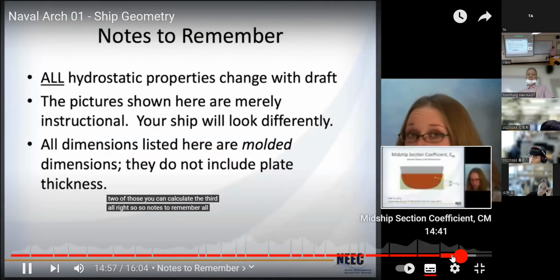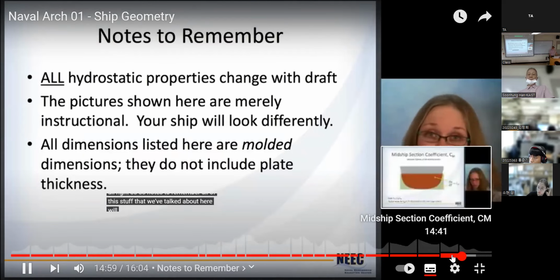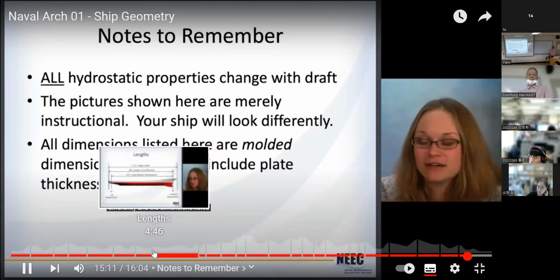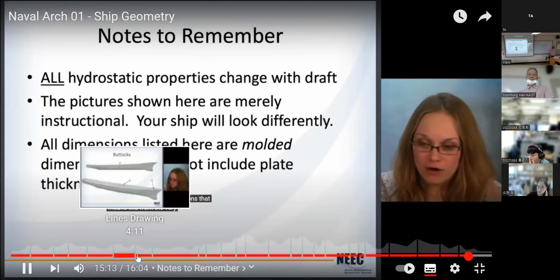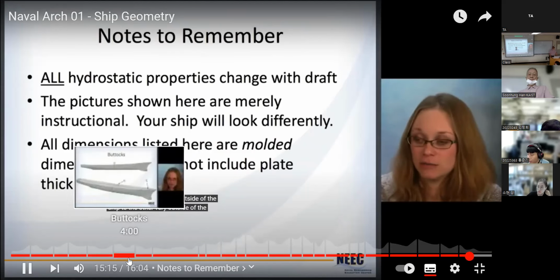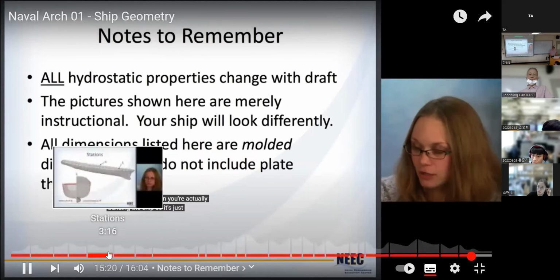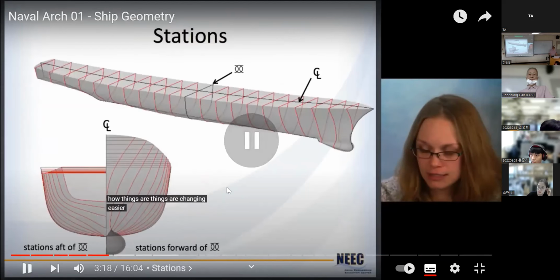All right, so some notes to remember. All of this stuff that we've talked about here will change with draft. So going back to that sectional area curve where you calculate it for different drafts, you do the same thing for all of this stuff. The pictures that are shown here are just instructional. Your ship will look different. And the dimensions listed here are the molded dimensions. It means from the very outside of the ship to the other very outside of the ship. They don't include the plate thickness from when you're actually building the ship. So it's just things are changing.